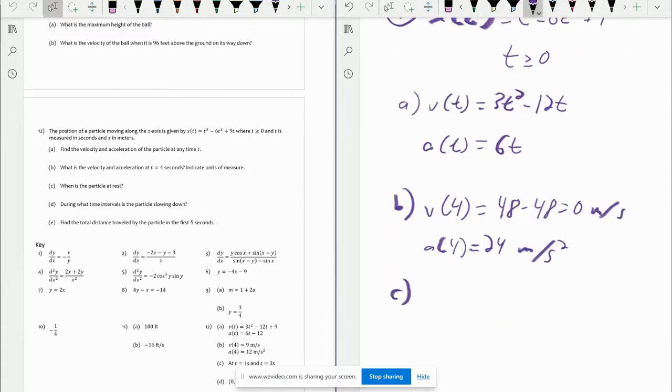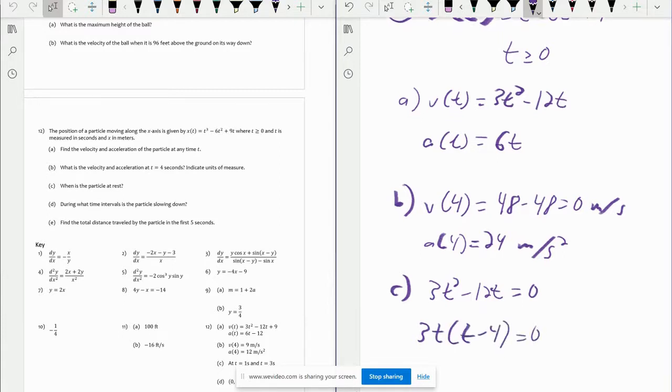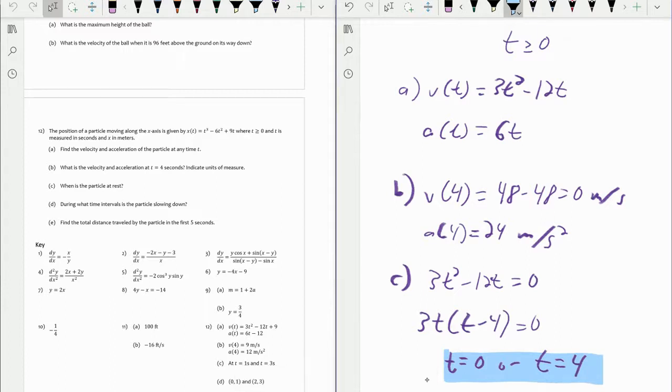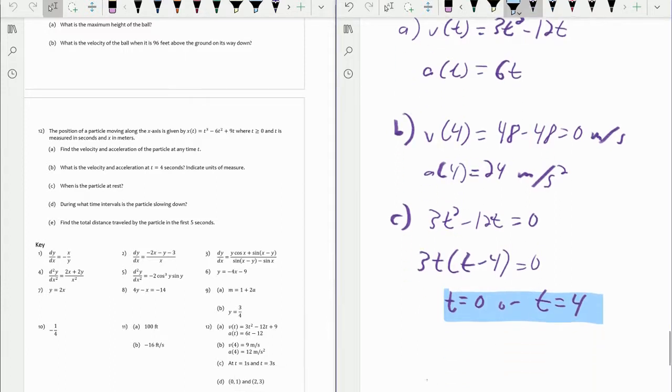Then it says, when is the particle at rest? The particle is at rest anytime v of t is equal to 0. And we've already found one of those because 4 was a root, but let's go ahead and factor this. 3t, t minus 4. And it says, okay, so t equals 0 or t equals 4. And it's worth comparing this against my domain restriction. So I have t equals 0 and then t equals 4 up here. So 0 is okay. So the two places where the particle is at rest are t equals 0 or t equals 4.